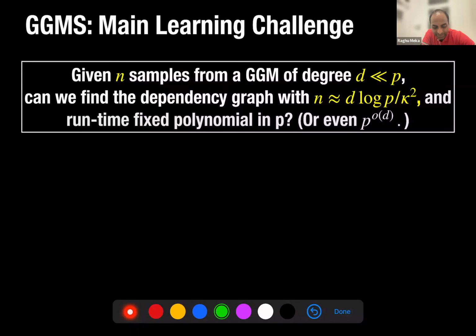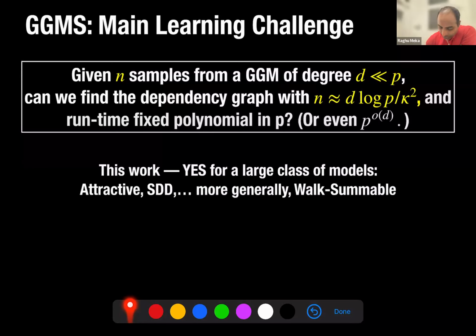So the ideal algorithm now would be one which can learn the dependency graph with roughly the right sample complexity, d log p or kappa squared, but the runtime is a fixed polynomial in p, like p squared, p cubed. P cubed is already pushing it, but we don't want it to grow with the degree. That's the most important thing. And in a paper from 2018, we answered this question for a large class of models, and I'll talk about that result next.